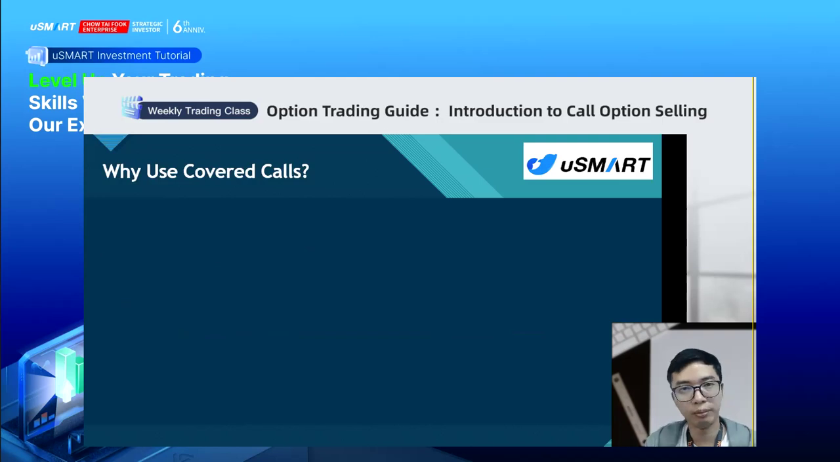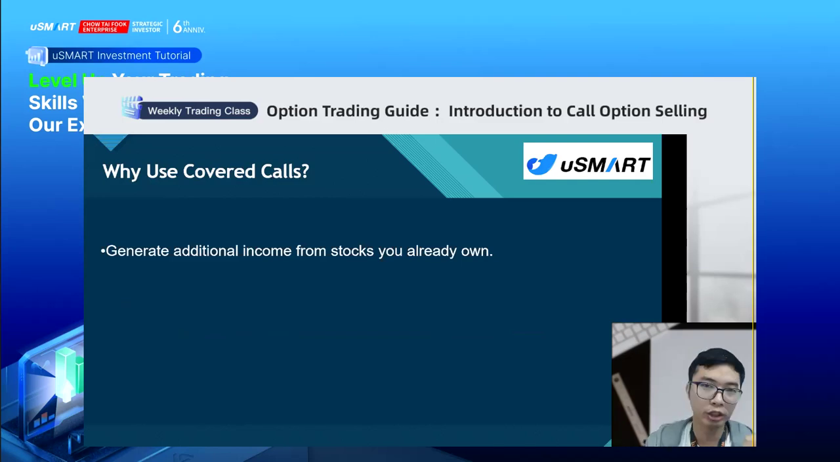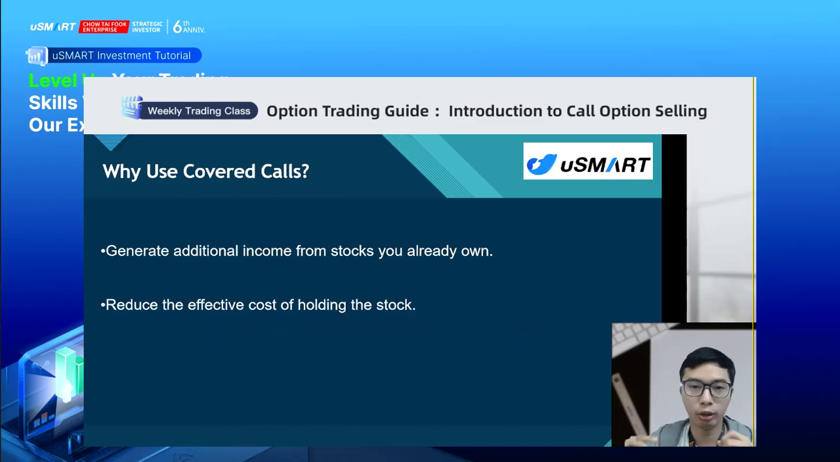So I make a summary of why use covered calls. We want to generate additional income while owning the stock, and we reduce the effective cost of holding the stock, because sometimes we didn't take profit yet. While we wait for the price to go from A to B, like from just now $50 to $55, it can be sideways for maybe a few months or weeks. Then while waiting, we can get extra income, and our portfolio will be more liquid since we will have additional income.